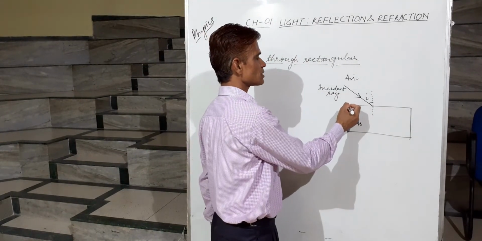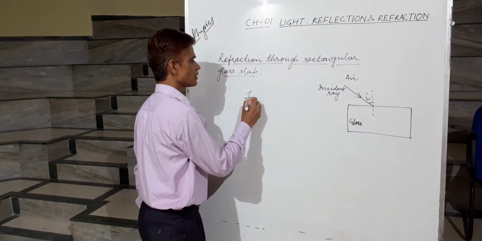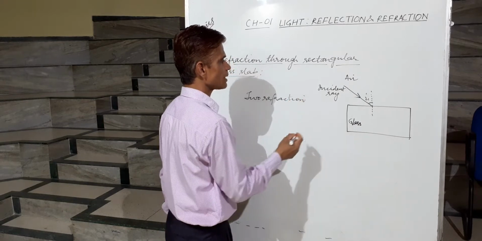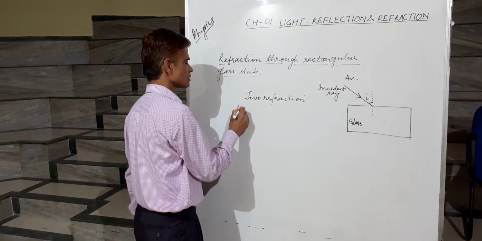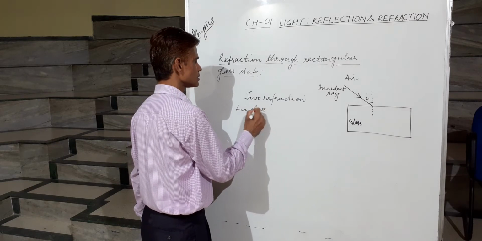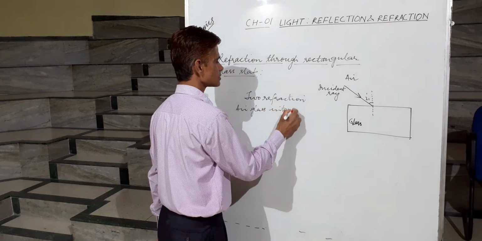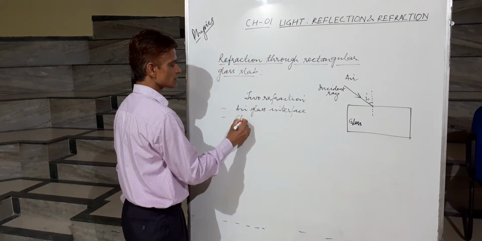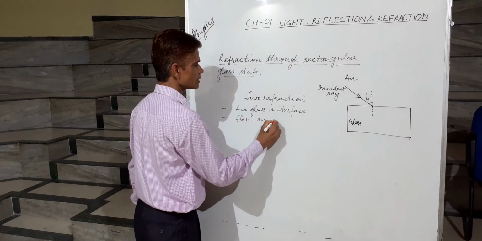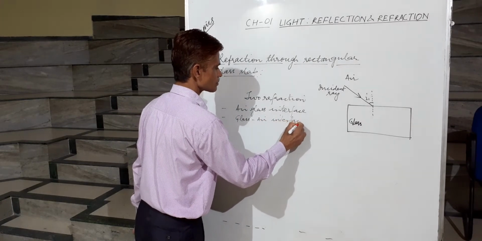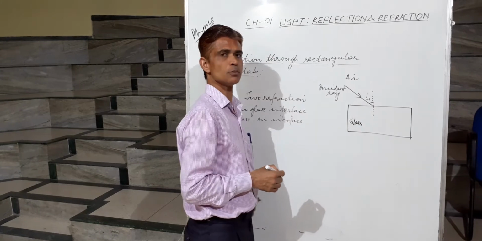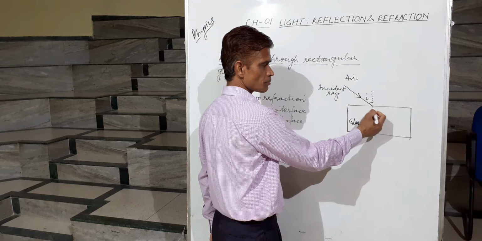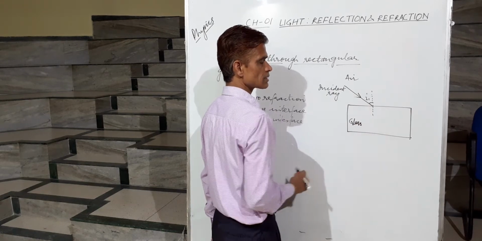Because this ray suffers two refractions, first at the air-glass interface, and another at the glass-air interface. Interface is the boundary which separates the two media. So this ray suffers refraction at this interface and another at this interface.